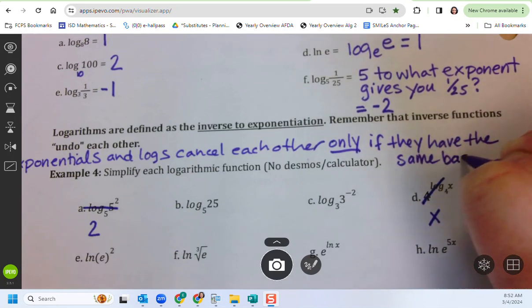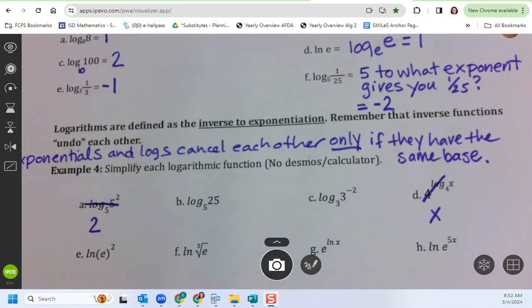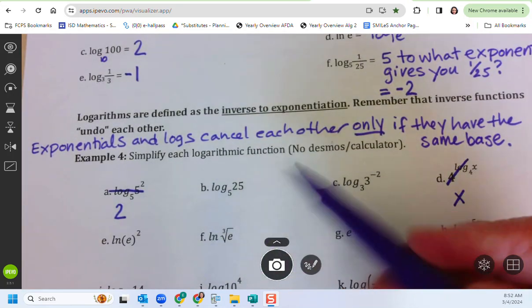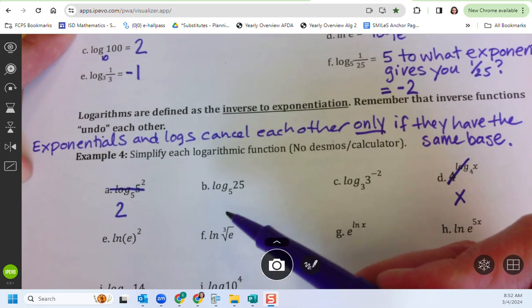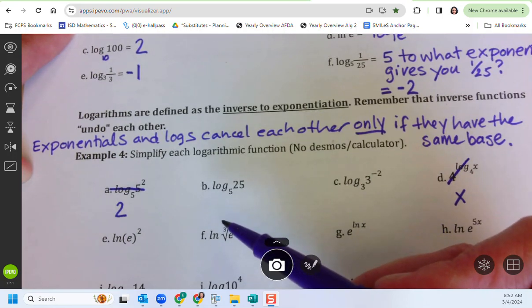Okay, so I would like you guys to work on this section. You're going to see if you have an exponential and a log with the same base. Actually, let's look at B before we do. In B, we could answer this question like we did before. 5 to what exponent gives 25? And we know that answer. Yeah, very good. It's 2.